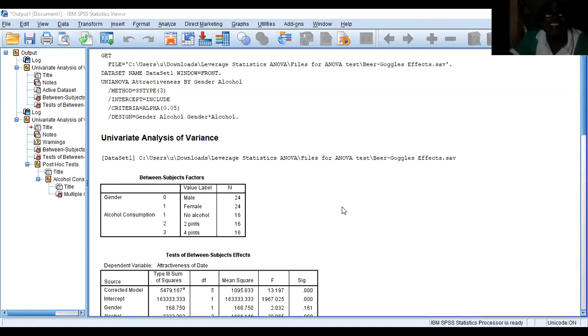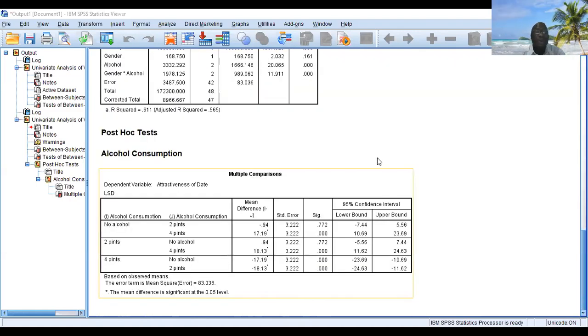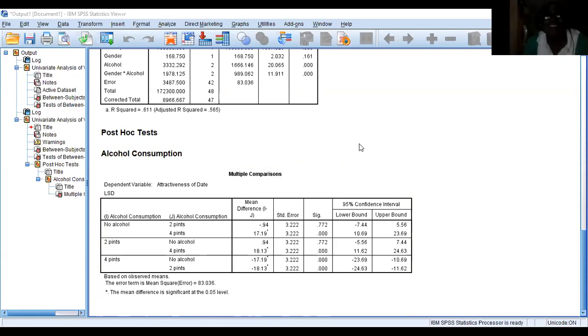But let me explain the LSD. Let me explain the post hoc. You can see that the difference is between no pint and 4 pint, and also between 2 pint and 4 pint. The difference is in two places: no pint and 4 pint, and 2 pint and 4 pint. So between no pint and 2 pint, there's no difference. I think we should not have a problem with interpreting the result now. Does it make sense? Yes.